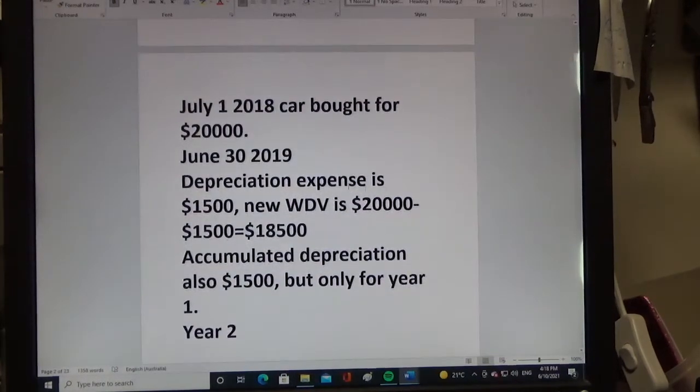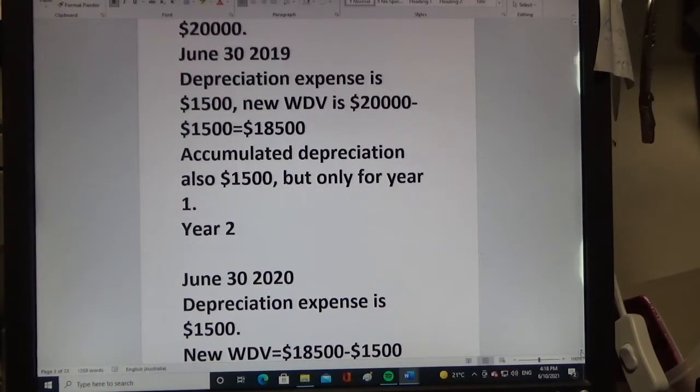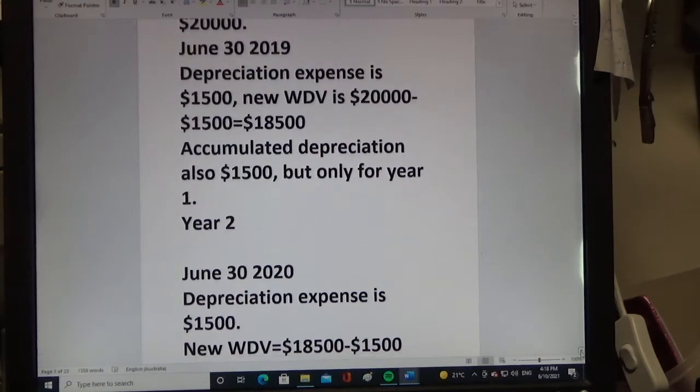So the depreciation expense in year 1 is $1,500. It's the same depreciation expense in all the years in the timeline of the asset with the straight line method. The new written down value is the historic price, 20,000 minus 1,500, which gives us 18,500 for year 1. So both the accumulated depreciation and the depreciation expense in year 1 only is $1,500.